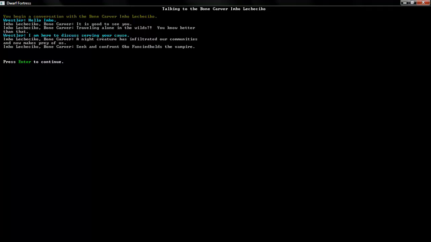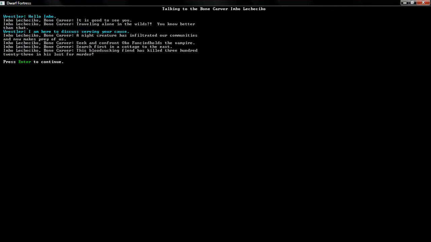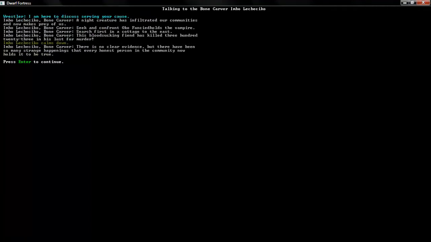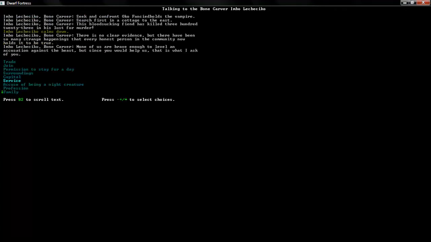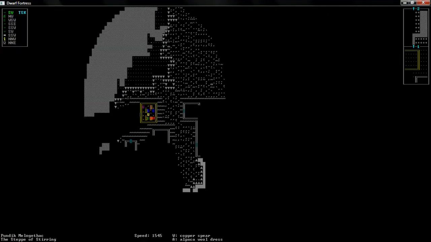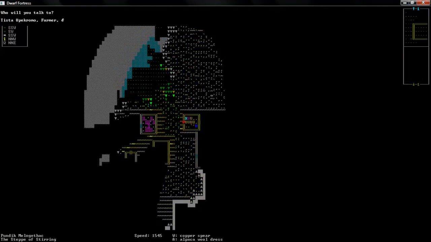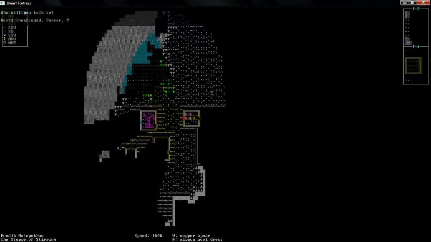Seek and confront Oko Fancyhold, the vampire. Search first in a cottage to the east. He calms down. Okay, we're gonna go deal with this blood-sucking fiend. Hello? Okay, I'm gonna look through all of these people. We're on a vampire hunt. We're like Von Helsing.